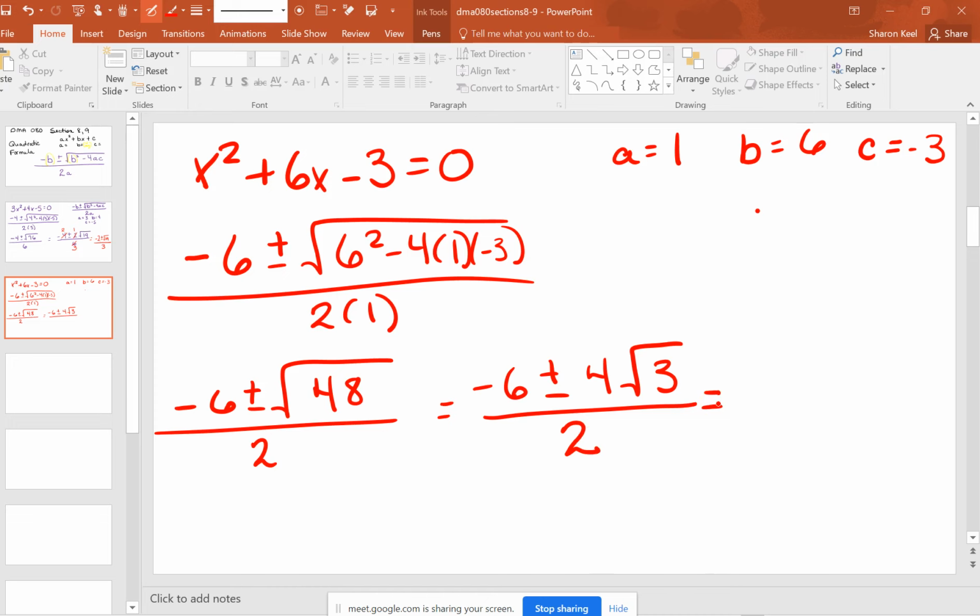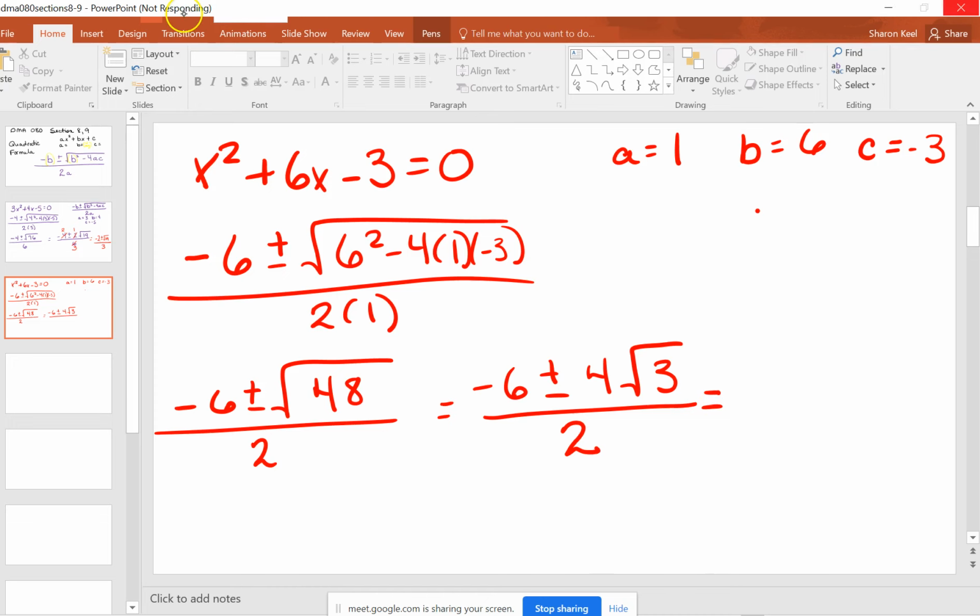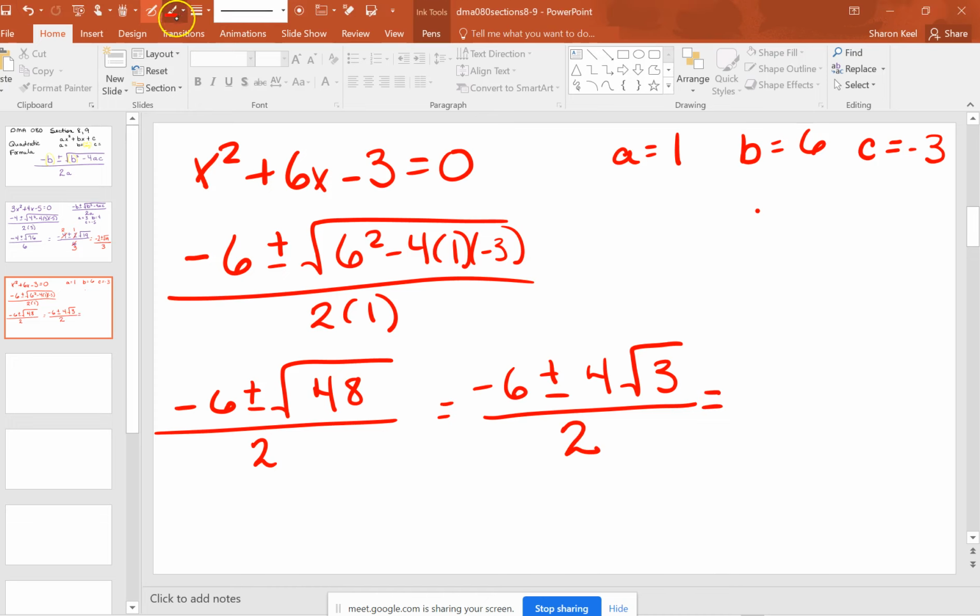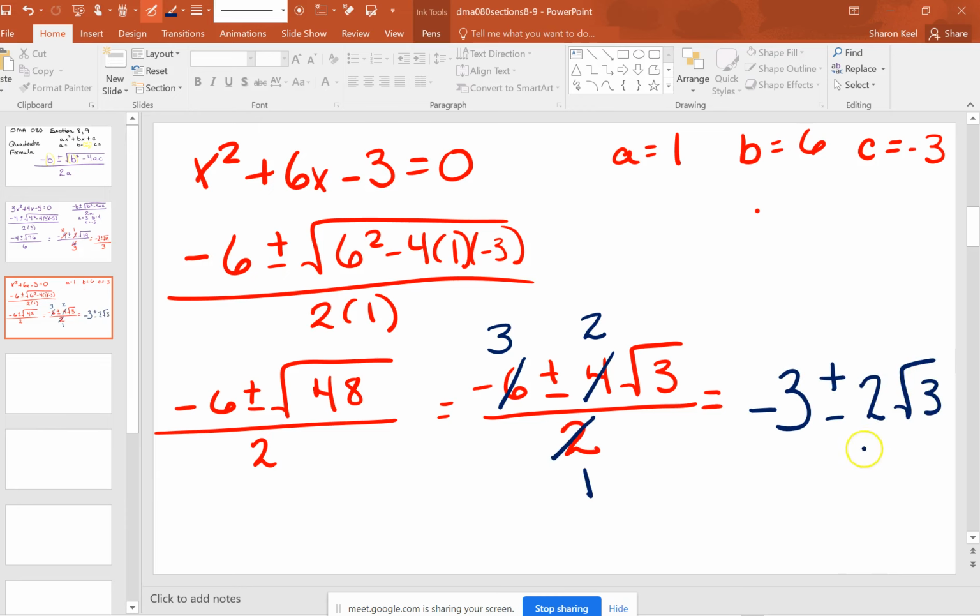At this point, we look to see if we can reduce, and if all 3 of those have a common factor, and they do, 2 goes into all 3. 2 goes into 2 once, 2 goes into 4 twice, 2 goes into 6 3 times. So my final answer is negative 3 plus or minus 2 square root 3. I do not need to put over 1.